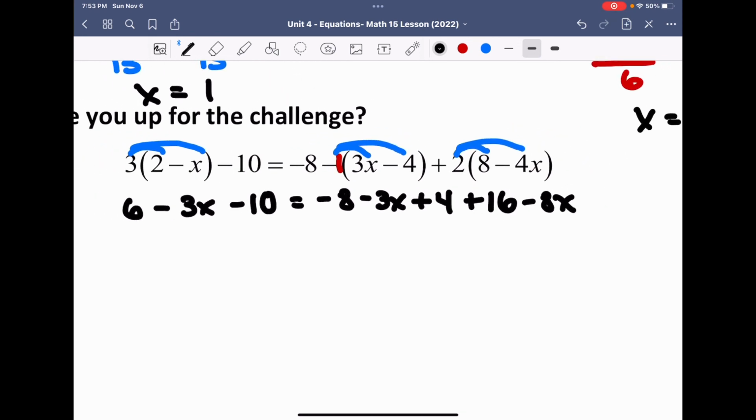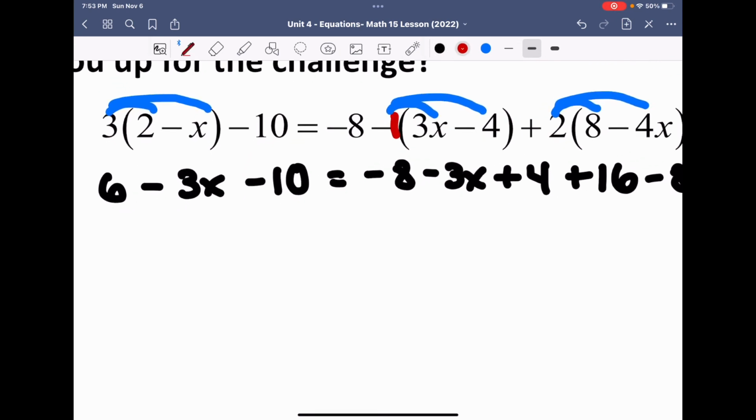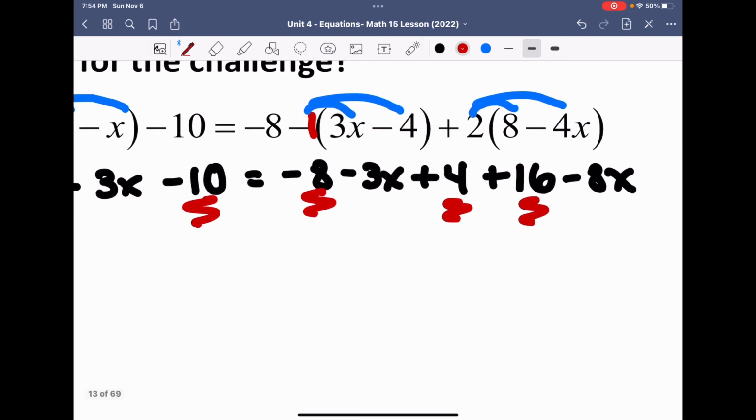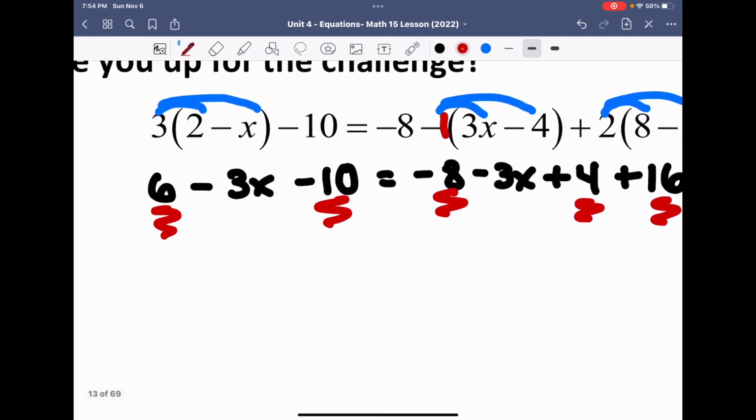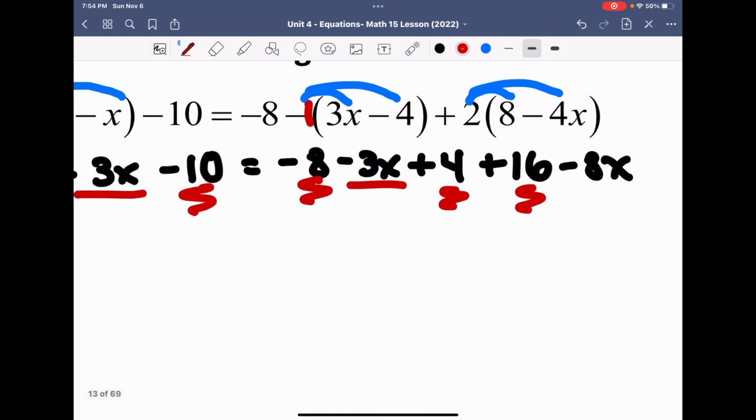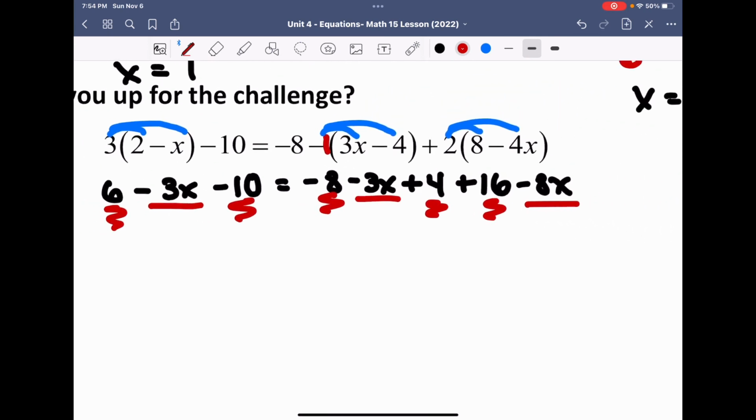Now, here's where we want to be really organized so we can bring all the terms together. Just like we did in the polynomials unit, or unit 3, I can underline or maybe do a squiggle under my constant terms. Squiggle, squiggle, squiggle. That shows all my constant terms. And then what if I do a single underline for all my x terms here? Well, here's how this helps me.